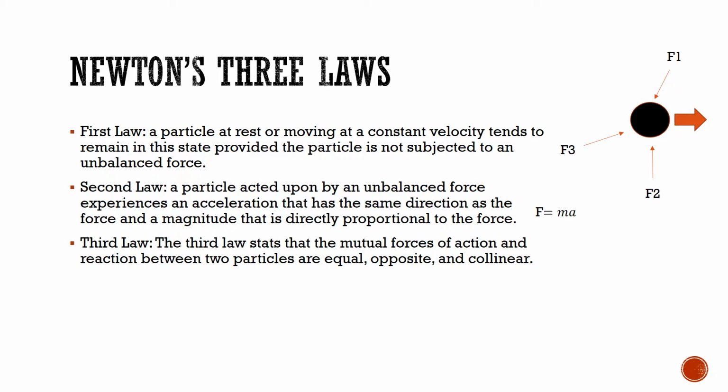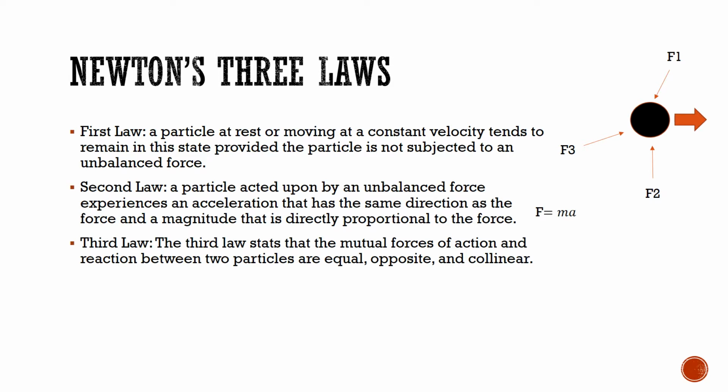The last concept we'll be going into detail is Newton's three laws of motion. The first law states that a particle at rest or moving at a constant velocity tends to remain in this state provided the particle is not subjected to an unbalanced force. From the picture, you can see that the sum of F1, F2, and F3 must be 0 for the particle to remain at a constant velocity and direction.